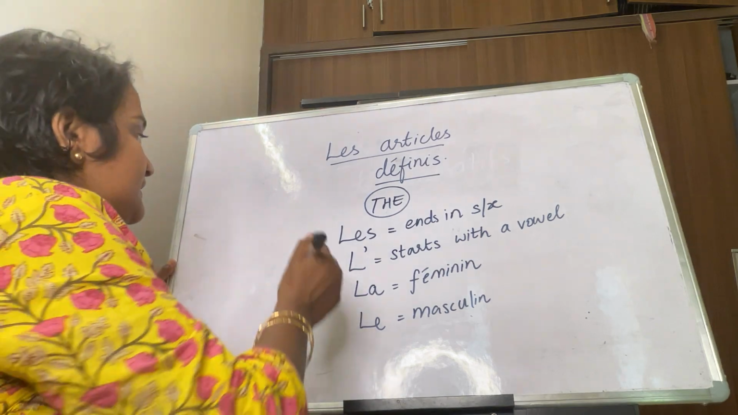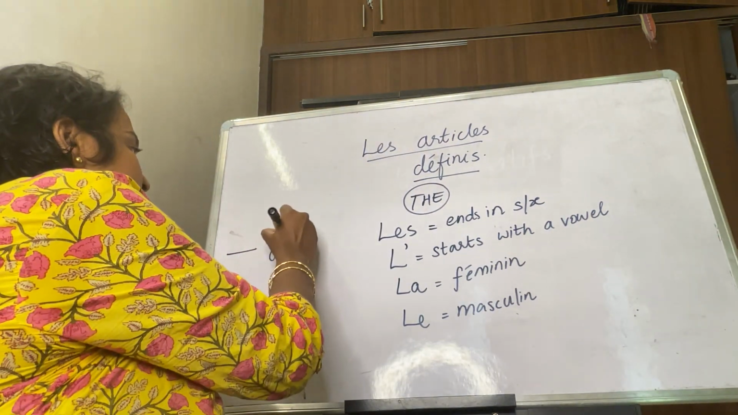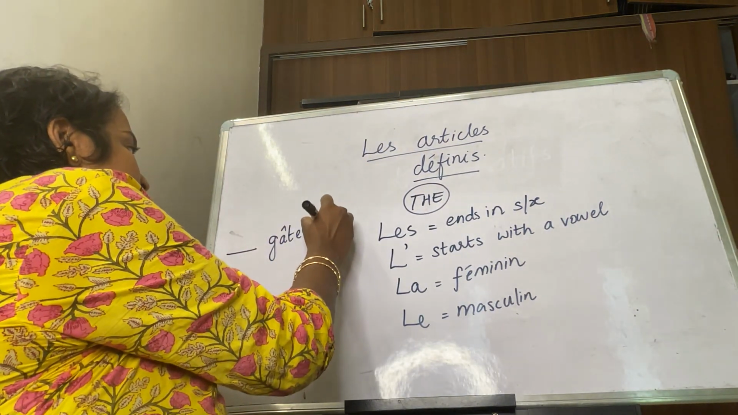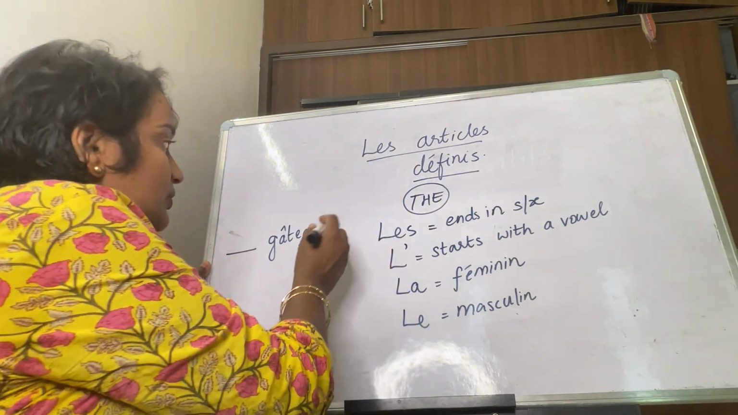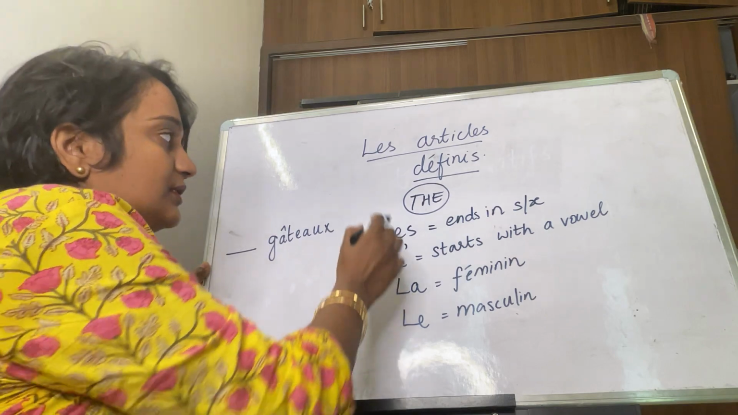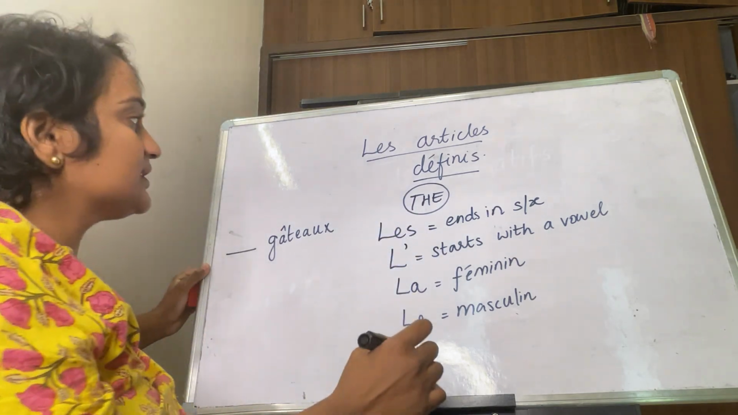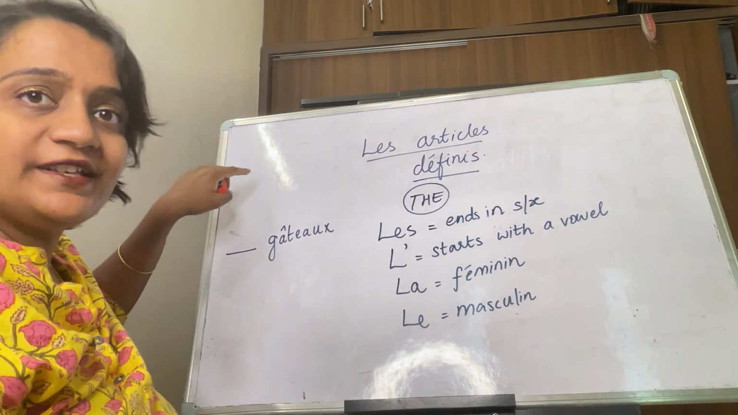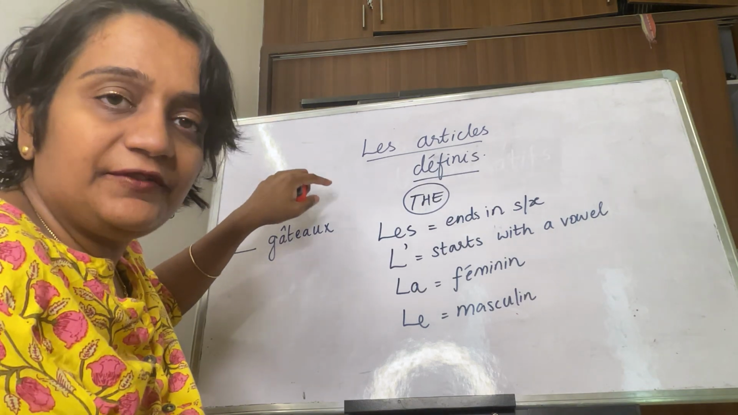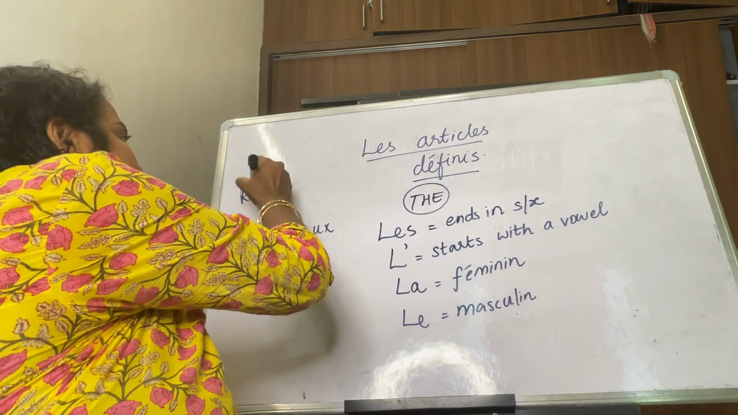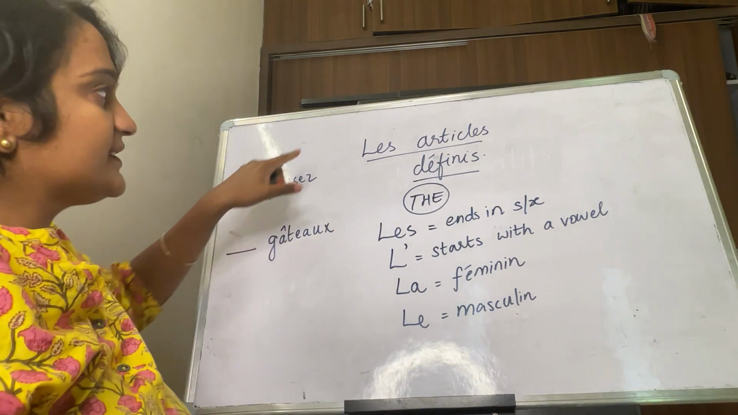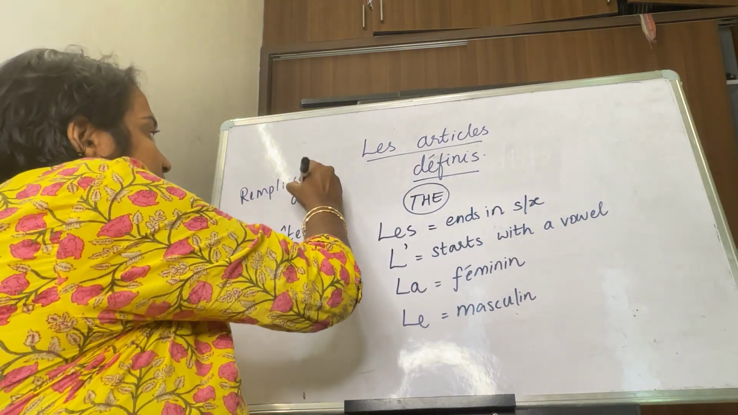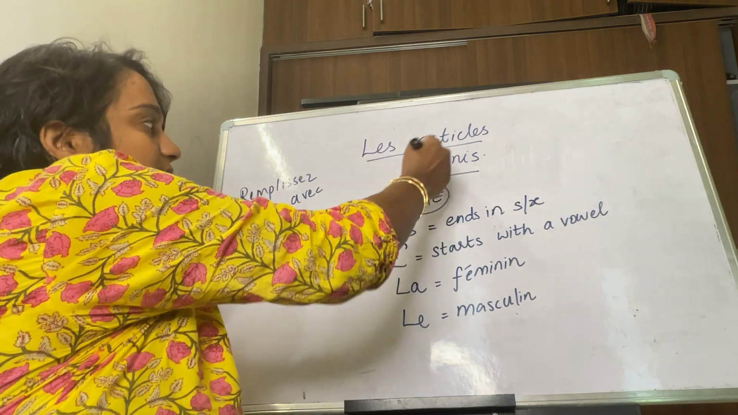For example, let's say we have a word like this, gâteaux, okay, which means cakes. Now I have to run it through the les test. Suppose the task given to me is remplissez avec les articles définis. Remplissez, fill in the blanks. Okay, so remplissez avec les articles définis. Fill in the blanks with the definite articles.